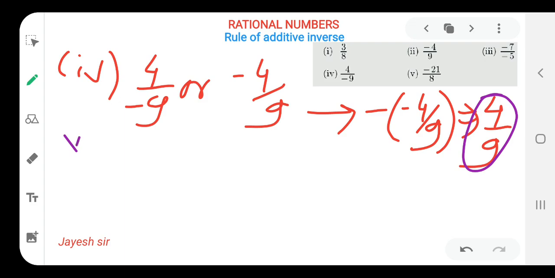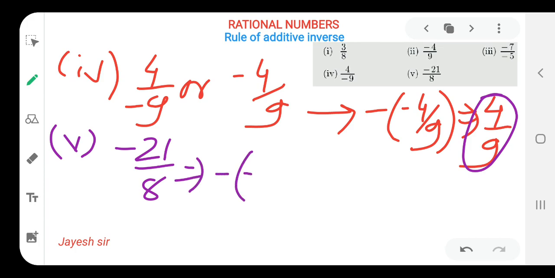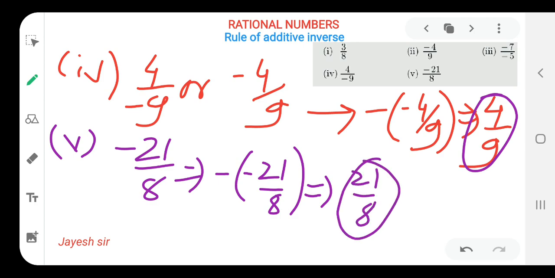Let's move to the fifth sum, the last sum on this topic, that is minus 21 by 8. What should be added? A minus sign should be added, so minus minus becomes plus. So the answer would be 21 by 8. I hope you all have understood that.